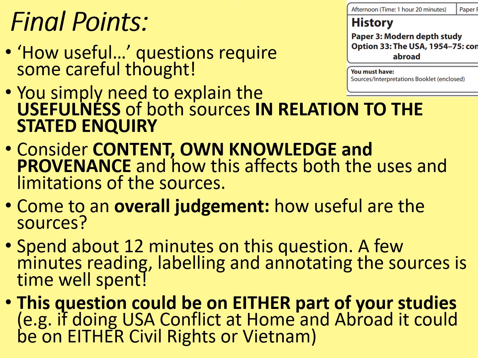But remember, this question could be on either part of your studies. So if, like my students, you're doing USA conflict at home and abroad, it could be either on civil rights or Vietnam. One thing though, once you've seen the topic of the sources, that clues you in as to what the rest of the exam paper is going to be on. So if the sources are on a particular part of civil rights, then the interpretations and the following interpretations questions are going to stick to that topic, because it's a necessary truth that one has to follow the other.